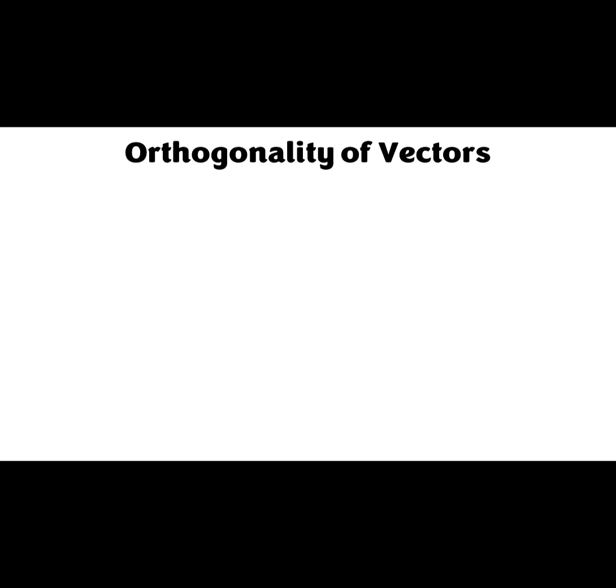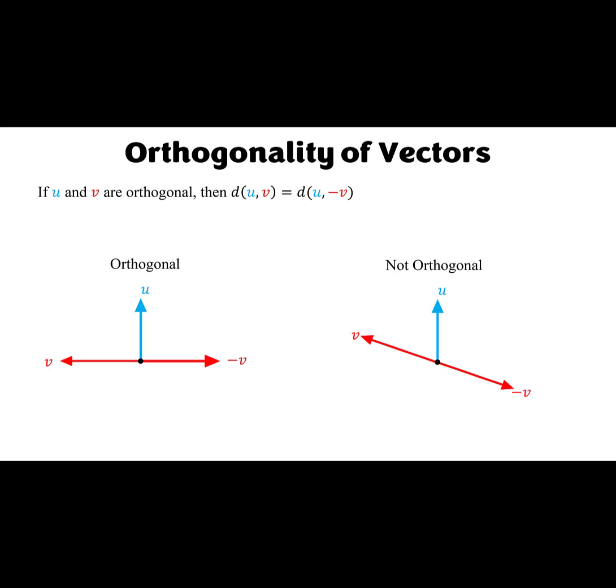Once we know how to calculate the distance between vectors, we can talk about orthogonality of vectors, because if u and v are orthogonal, then the distance between u and v and u and negative v are the same. Here's a picture of orthogonal and not orthogonal cases. In the orthogonal case, notice the distance between u and v is the same as the distance between u and negative v. That's not the case for the not orthogonal picture, right? The distance between u and v is different than the distance between u and negative v. Now, using that fact, we can derive a useful calculation to show when things are orthogonal.